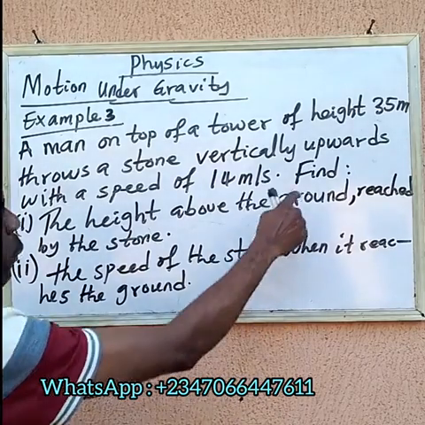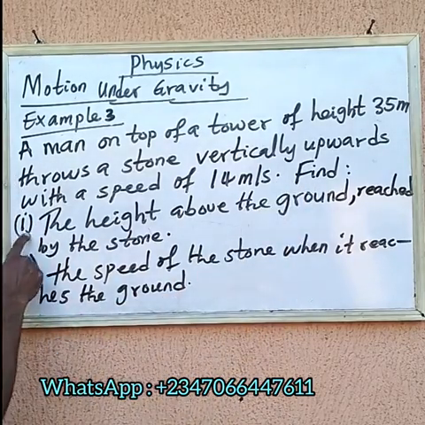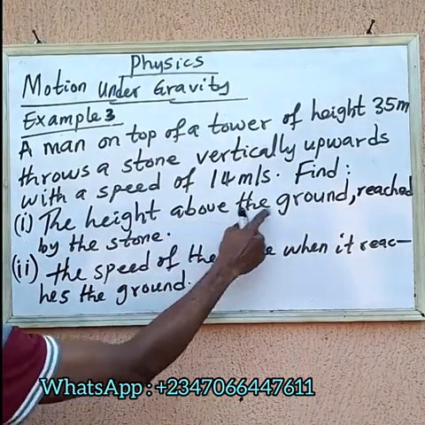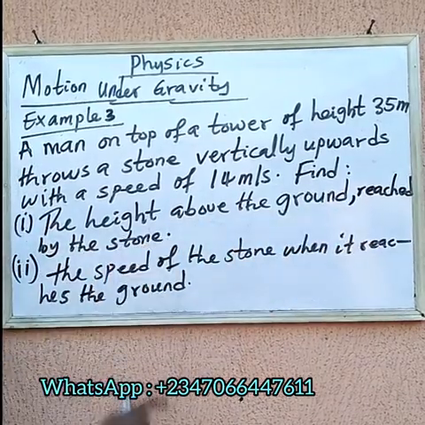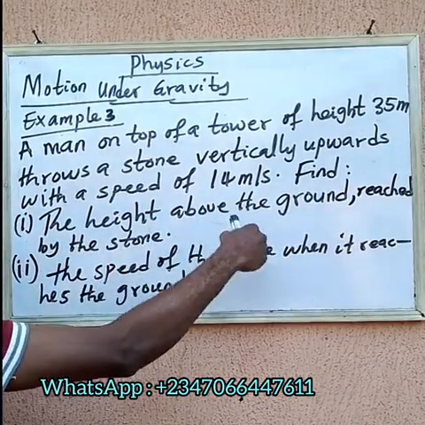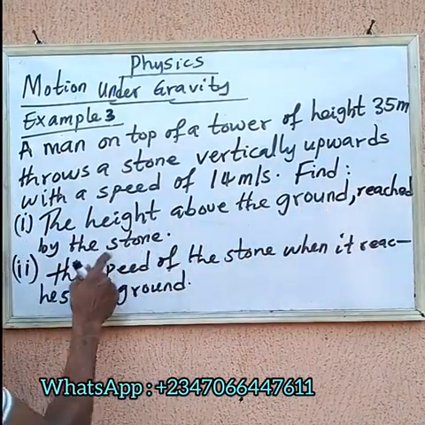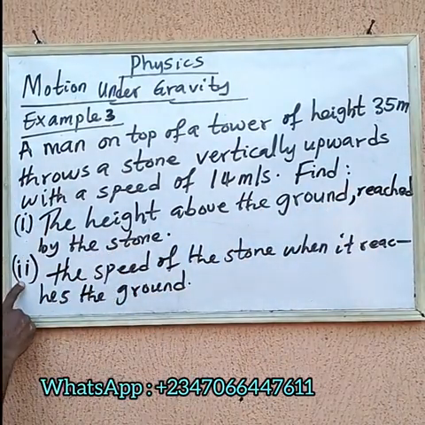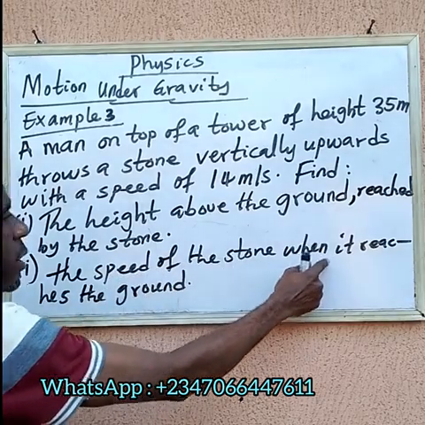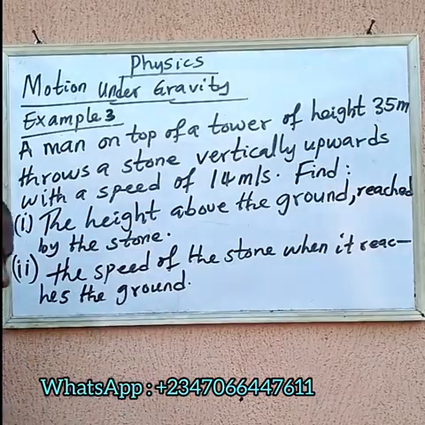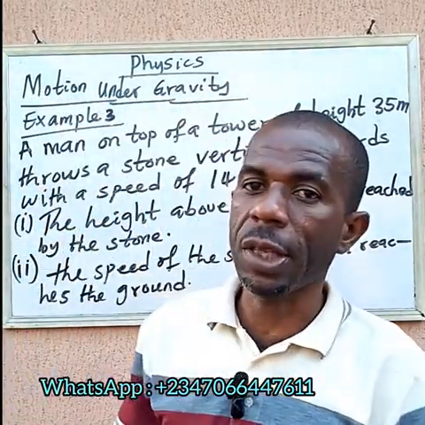Okay. Find, number 1, the height above the ground reached by the stone. Then, number 2, the speed of the stone when it reaches the ground. So 2 things we want to calculate now.